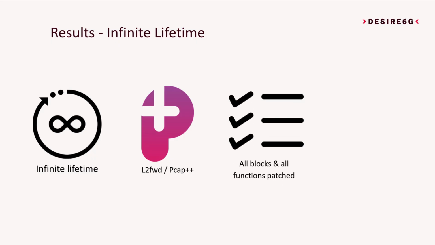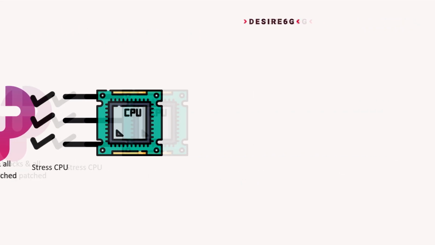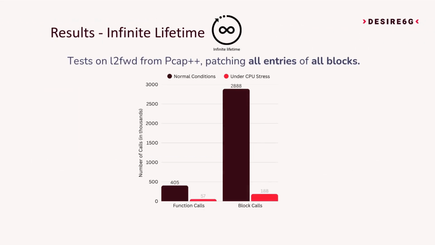We patched all entries of all blocks and all functions, then compared its behavior under normal conditions and under CPU stress. The results show that when CPU stress is applied, function call frequency drops by a factor of 7, while block call frequency drops by a factor of 15, indicating a substantial slowdown in how often code segments are reached.